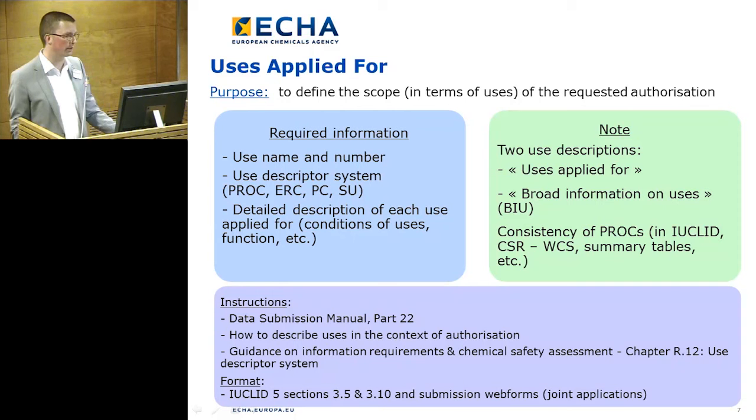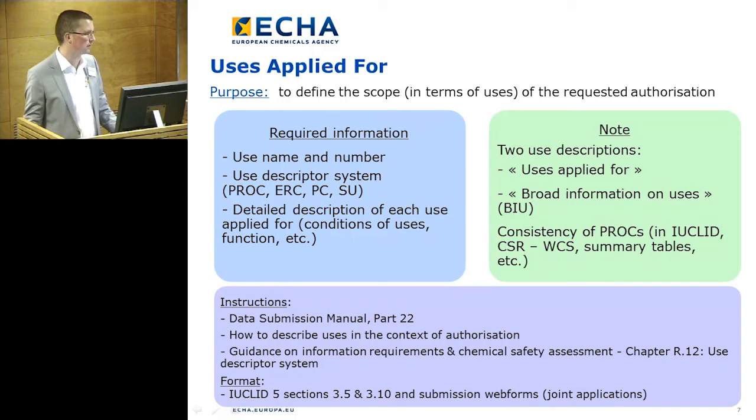The uses applied for. Again, a cornerstone of the scope of your application and of the requested authorization. You need to describe the use name and the number, following the use descriptor system, using the PROCs, the ERCs, the PCs and the SUs, and a detailed description of each use applied for, conditions of use, technical function, etc.